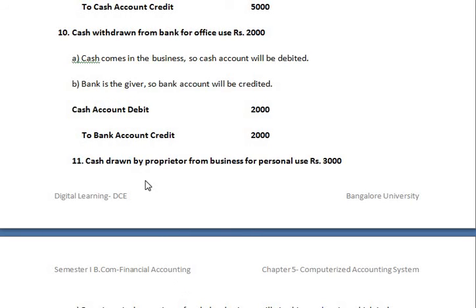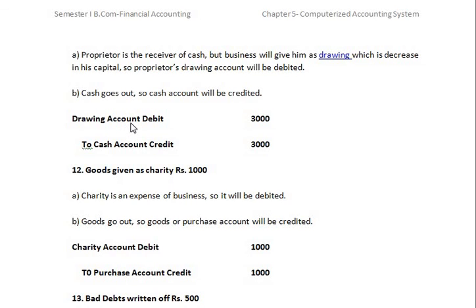Next is cash withdrawn by proprietor from business for personal use 3,000. So it's a drawing account. He is getting the money for personal use. So it is called drawing account debit to cash account. Cash is going out from the business.